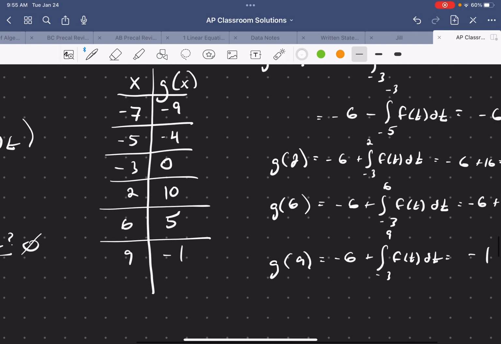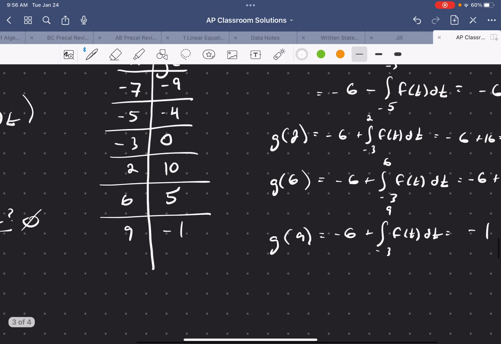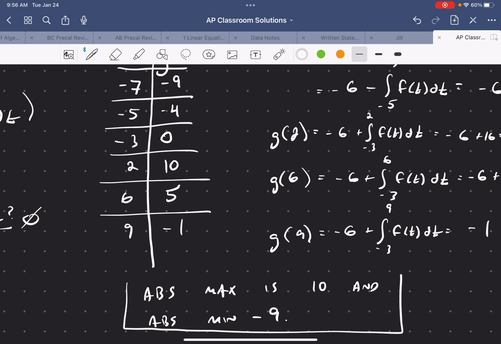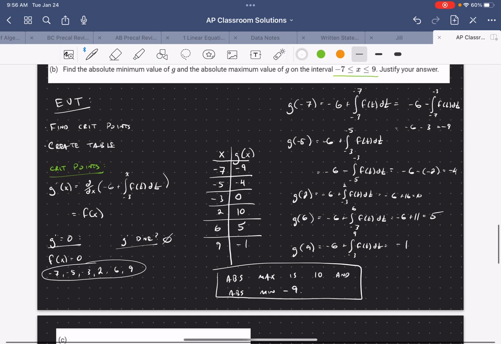So we're asked to find the absolute max and min. So we just have to look at our table. The absolute max is the biggest value I see here in the y column, which is 10. So absolute max is 10. And the absolute minimum is the smallest y value, which is the negative 9. And there's your answer to part B.